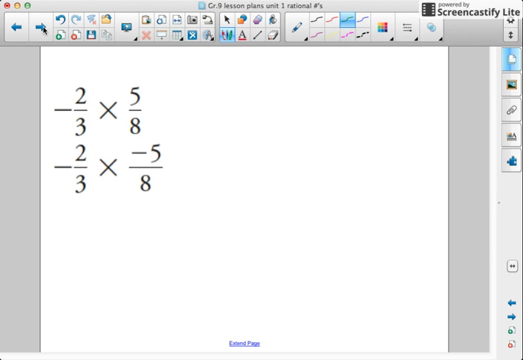So if we were to do this multiplication, we're going to combine integer rules and fraction rules. So 2 times 5 would give you 10 over 3 times 8 would give you 24. A negative times a positive would give you a negative. And then we could simplify this fraction to negative 5 over 12.